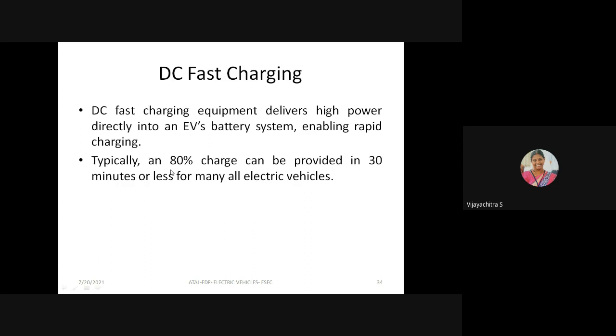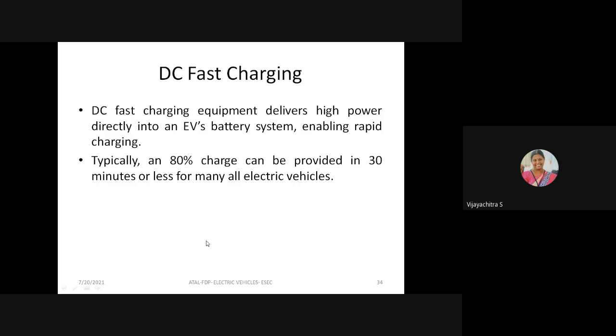And typically 80% of the charge can be provided in 30 minutes or less for many all-electric vehicles. Suppose imagine that there is a parking slot in which we want to charge electric vehicles. If the vehicle is standing for more than 2 hours or 3 hours, then it can take more charging. It can take more power, etc.